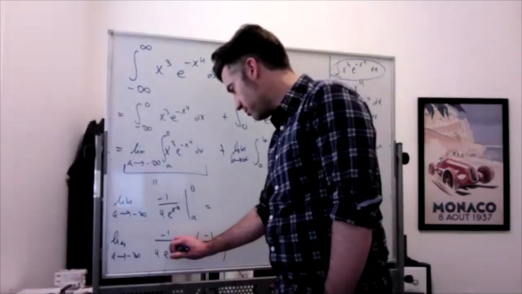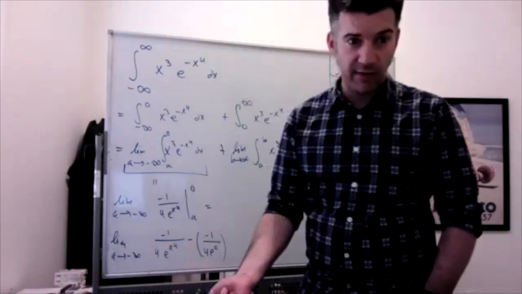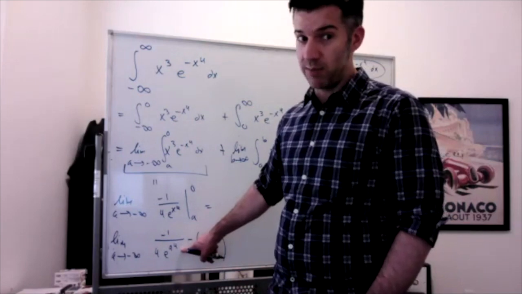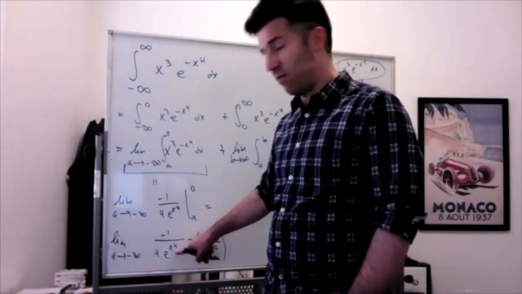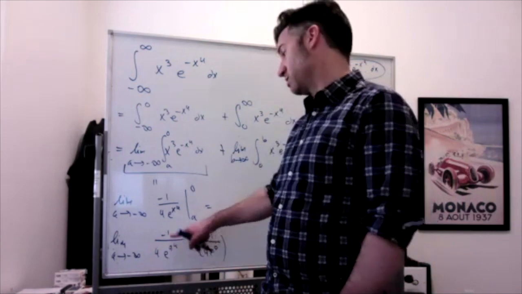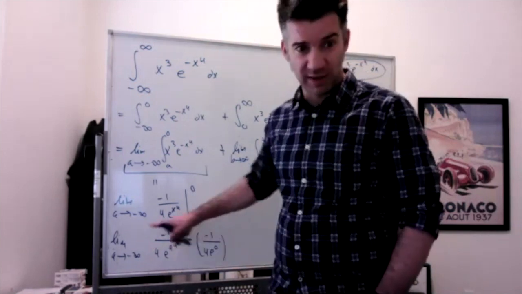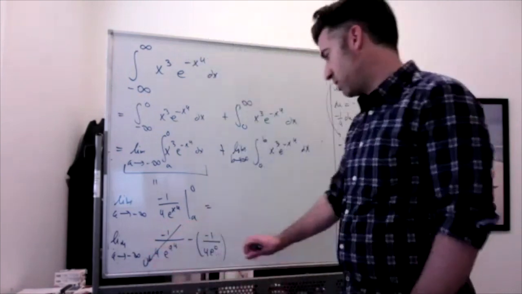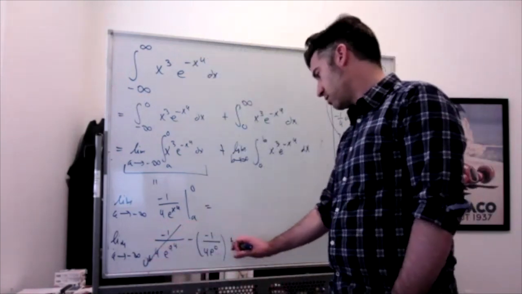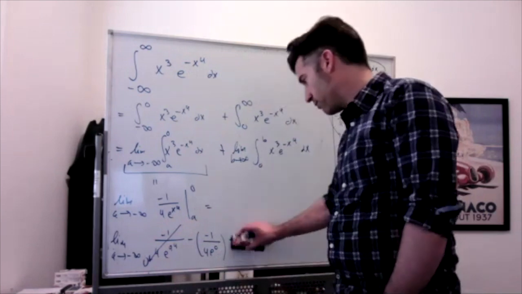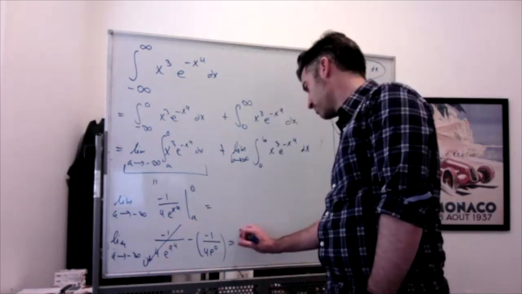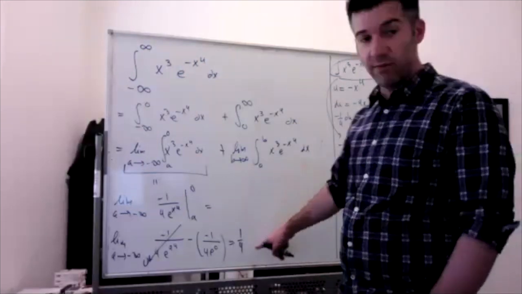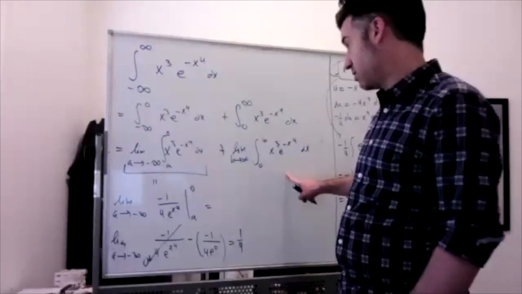So as a goes to negative infinity, a to the 4th goes to positive infinity because it's an even power, and then e to the infinity also goes to infinity, which means having division by infinity is going to make this fraction go to 0. So we end up with positive 1/4. Okay. Now, since this one converged, we also have to deal with this one.